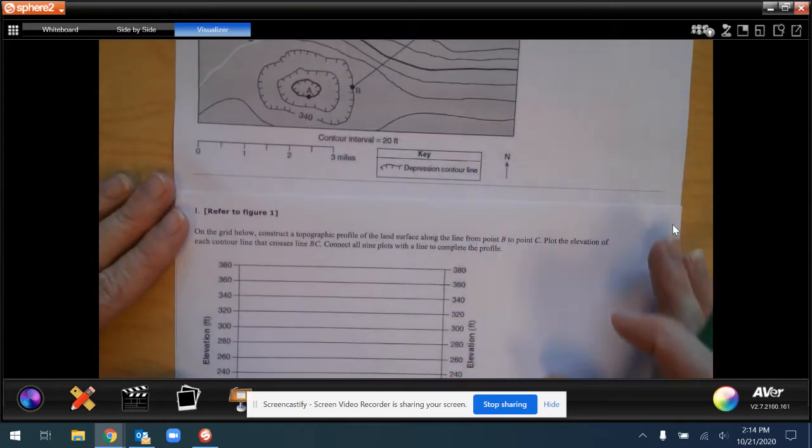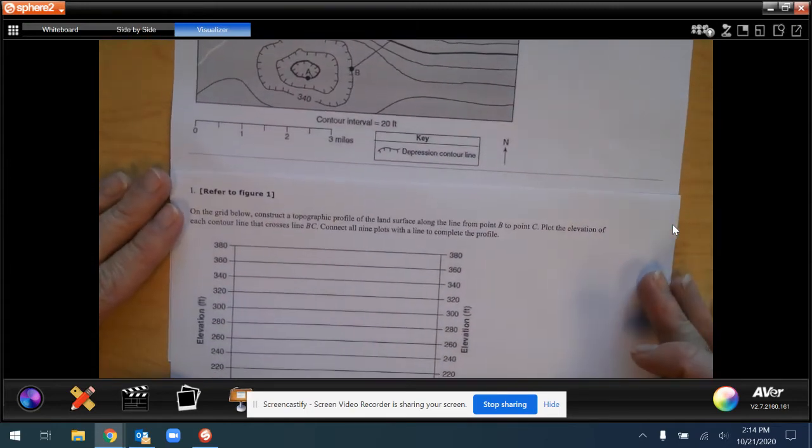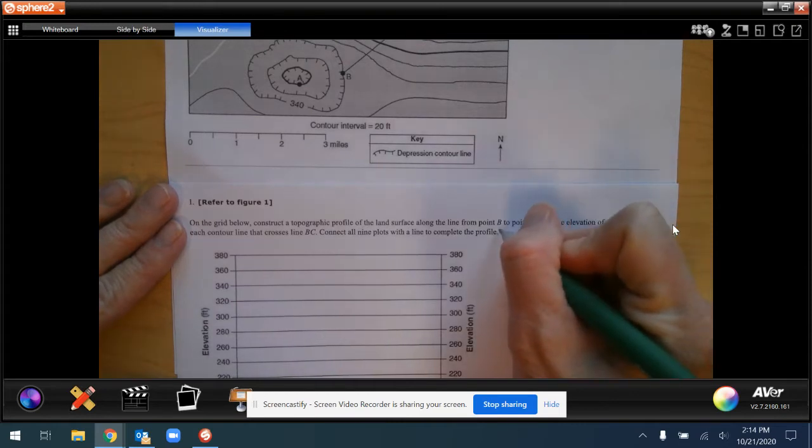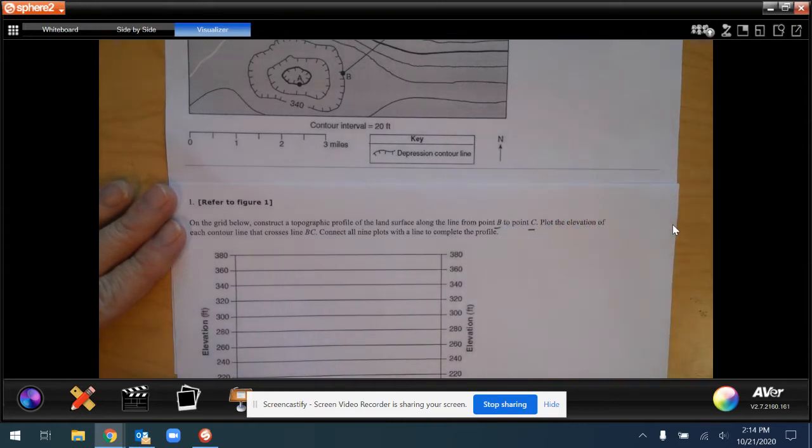Our job for today, it says on the grid below, construct a topographic profile of the land surface along the line from point B to point C. They will always indicate our starting and stopping points for drawing our profile. Plot the elevation of each contour line that crosses line BC. Connect all 9 plots with a line to complete the profile.